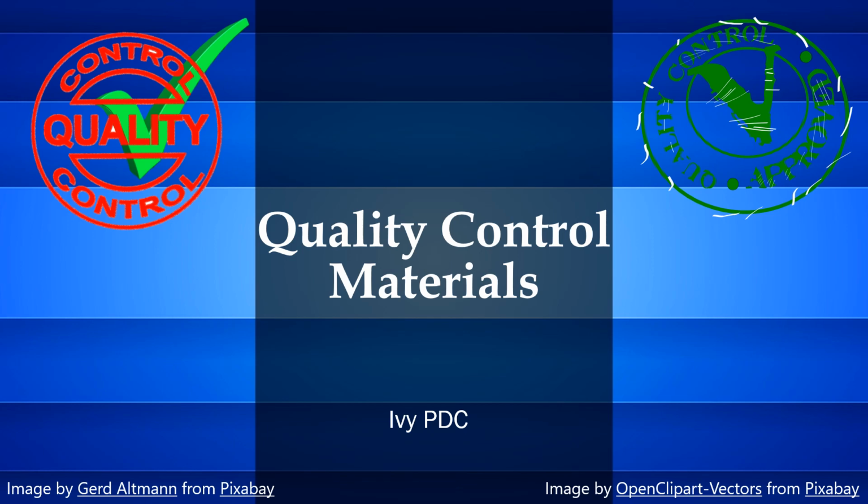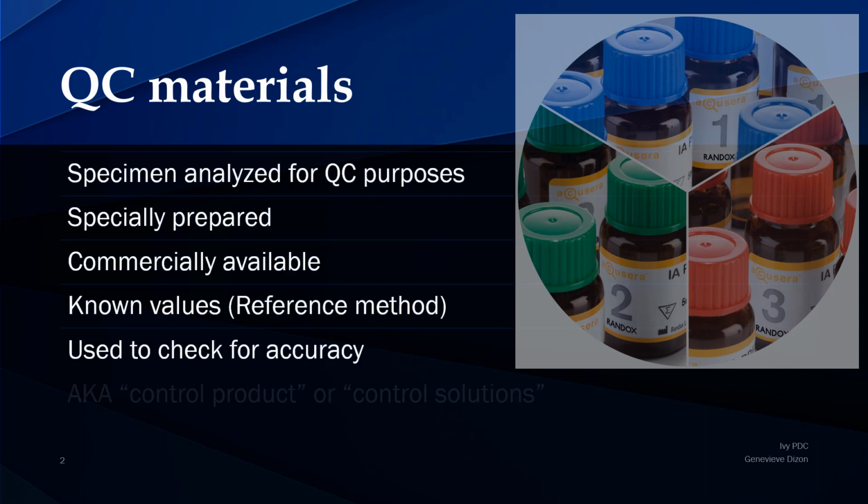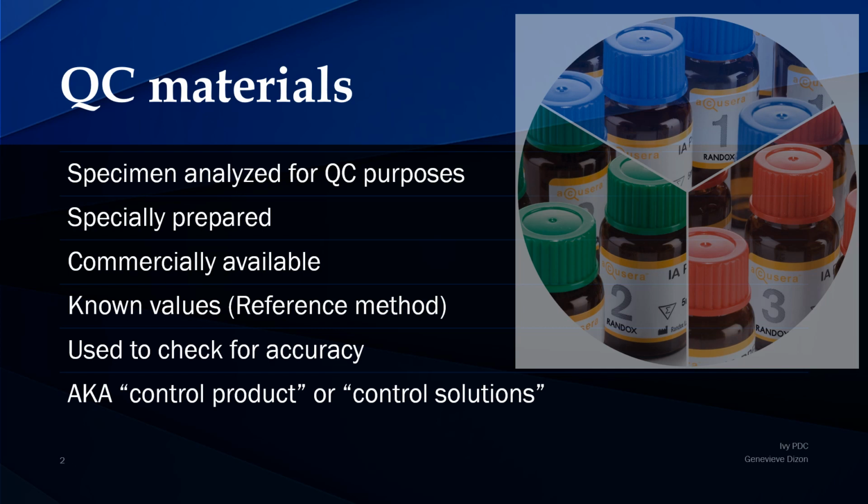Quality control is an essential step in assuring that reliable and accurate results are produced in the laboratory. This is done by testing quality control materials. Quality control materials, or QC materials, are used in the laboratory on a daily basis. So these are specimens or solutions which are analyzed solely for the quality control purposes of the laboratory. They are specially prepared for this purpose. They may also be available commercially.